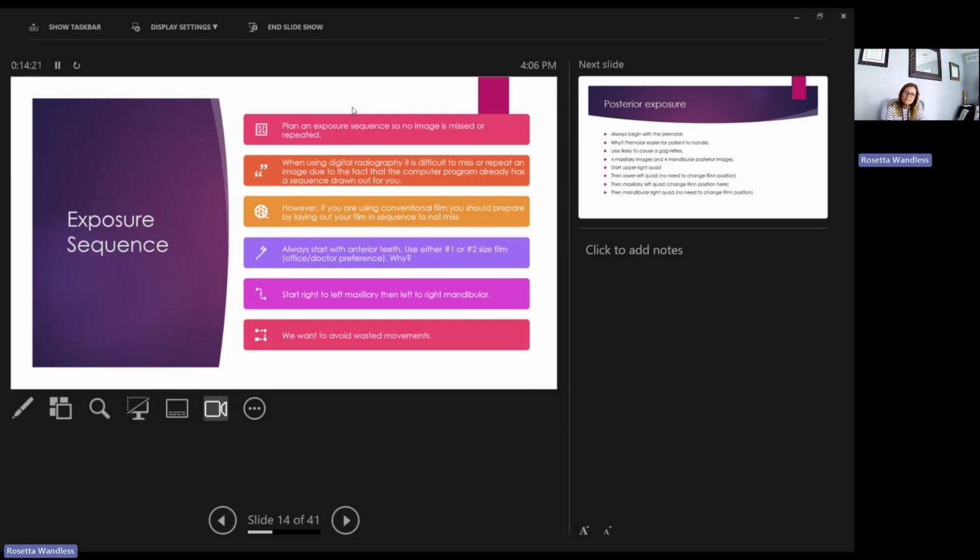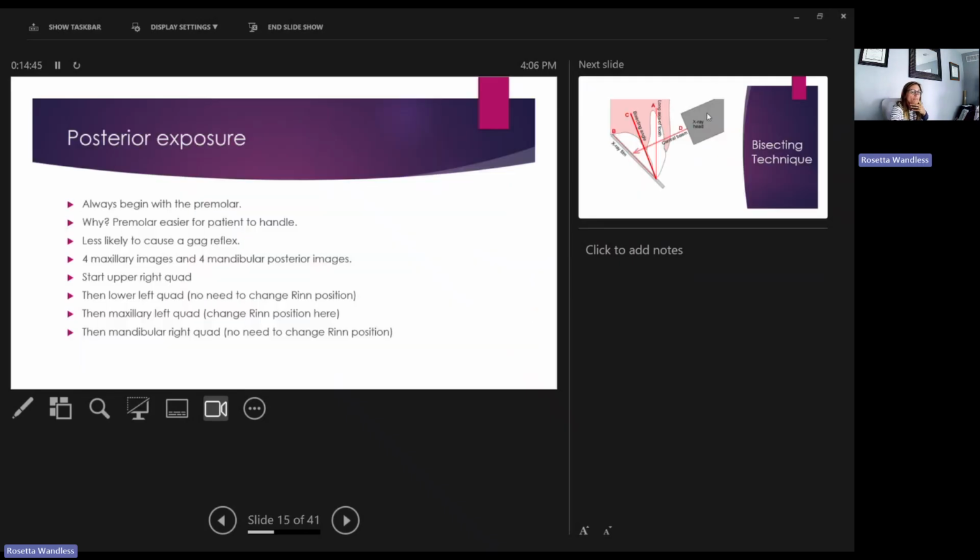We want to avoid wasted movements. And that means that when we're using the XCP, our color-coded yellows, reds, and blue instruments that we've seen with the bar, the ring, and the bite block, then we don't have to waste movements. Again, we don't want to make patients uncomfortable, and time is of the essence. For posterior exposures, we want to always begin with the premolars, because they're easier for the patient to handle. They're less likely to cause a gag reflex.